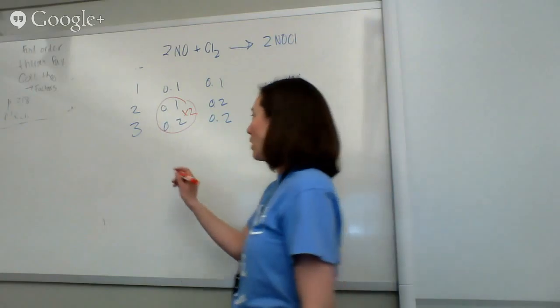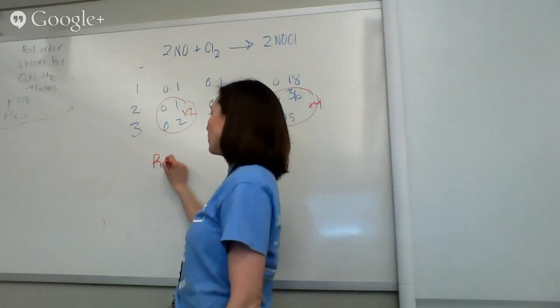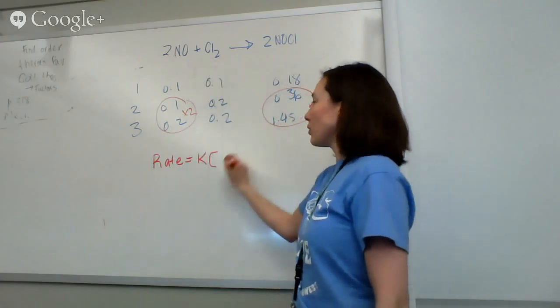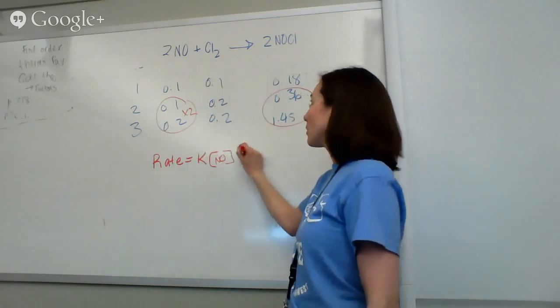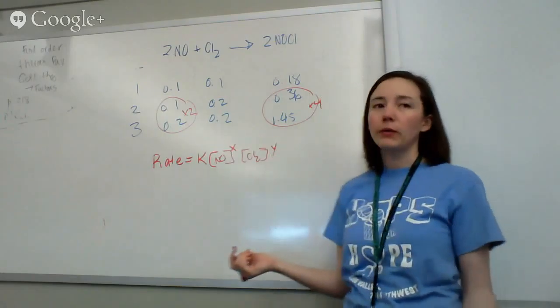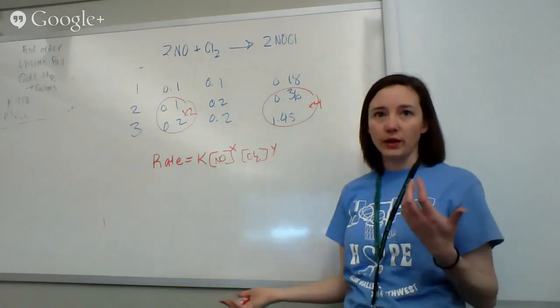Is that fair? Okay, so if you remember, your rate equation is always going to be rate is equal to K times your concentrations of your compounds. And we're trying to find what their exponents are, because that represents the order of your reaction.